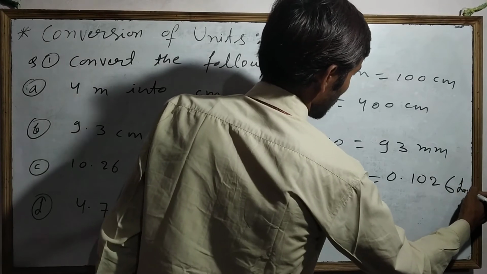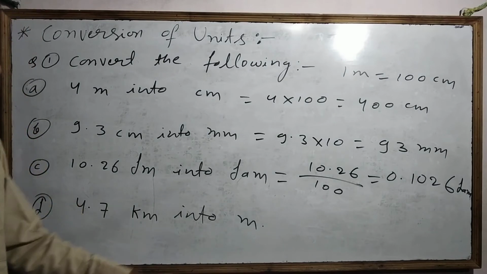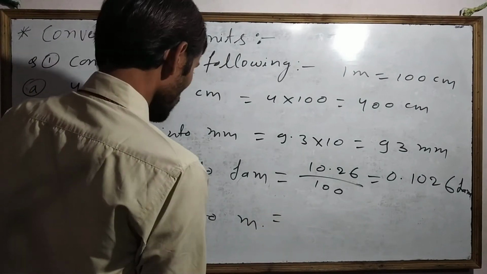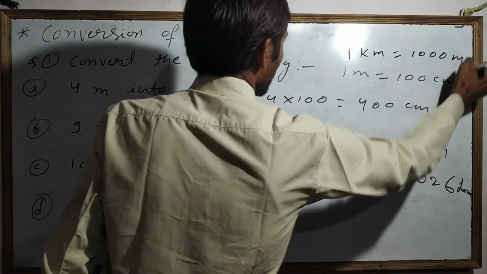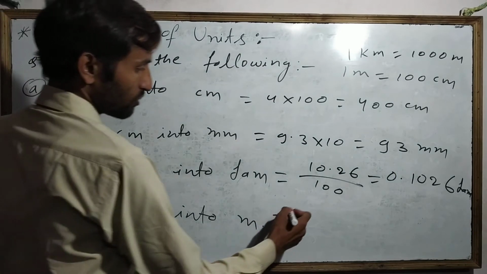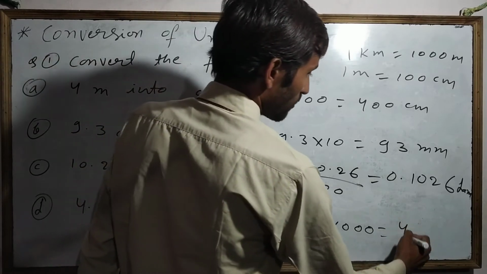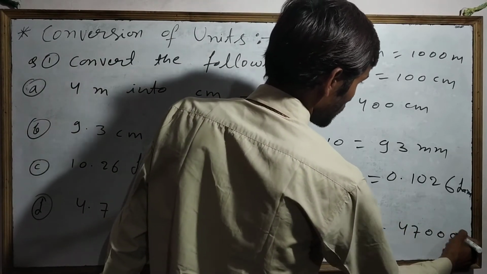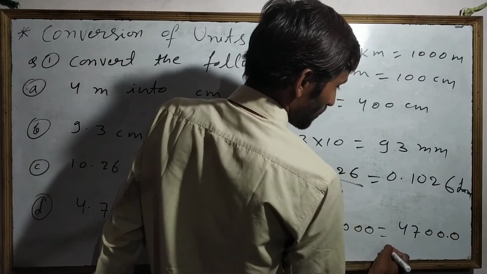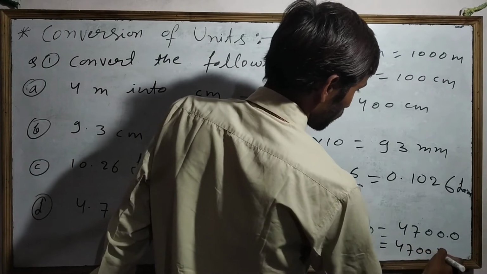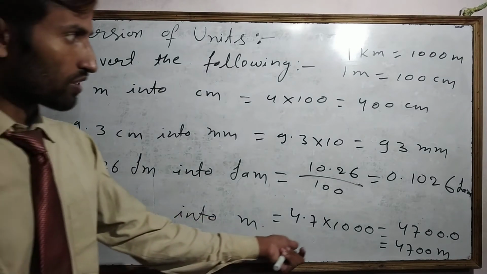0.1026 decameter, DAM. Okay, next one, this one is kilometer, we want to convert into meter, so we have to multiply by 1000, because 1 kilometer is equal to 1000 meter. Okay, so we have to multiply by 1000 here, means 4.7 into 1000, then you will write down here 4700 and then after 1 digit you put the decimal point here, then it will come 4700 meter. Okay, so this one is kilometer, I have converted into meter.